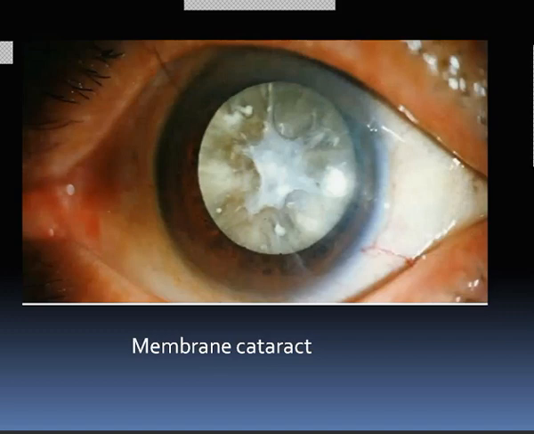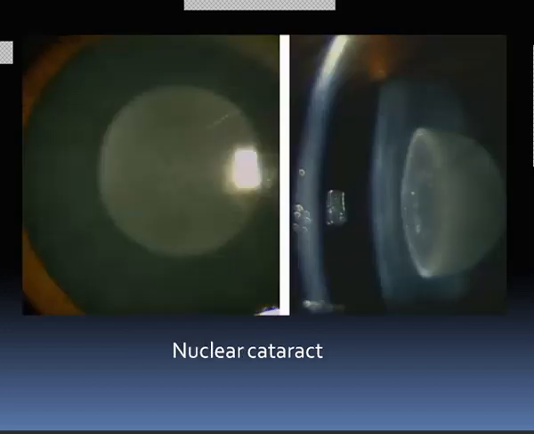And this picture is membranous cataract. The anterior capsule is opacified, just like a membrane. That's the membranous cataract. You see only the anterior part is clear, that is the lens fibers in the slit lamp examination. But only the nucleus, that is the oldest lens fibers, is opacified. That is the nuclear cataract.